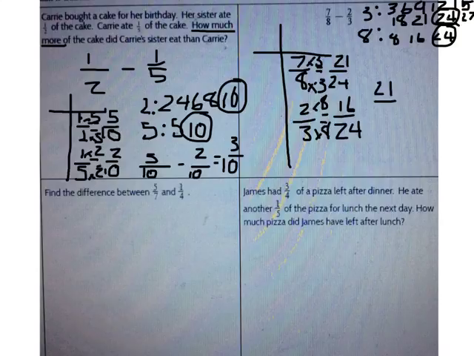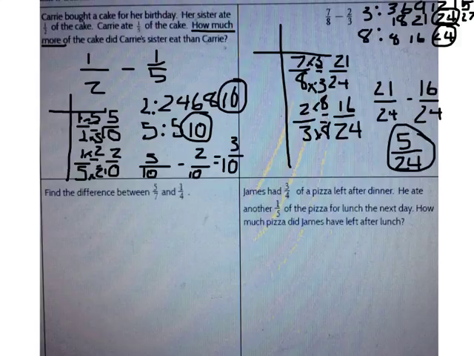What's 21 over 24 minus 16 over 24? It's 5 over 24. 21 minus 16 is 5, and the denominator stays the same. Now you try a couple of problems on your own. Find the difference between 5/7 and 1/4. Remember, find the difference means to subtract.